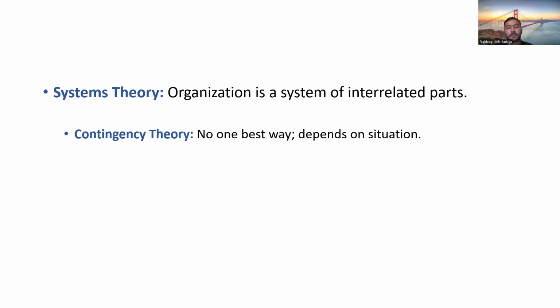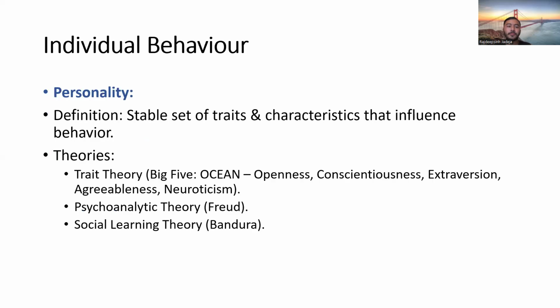Systems theory is a general theory that sees an organization as a system of interrelated parts, and contingency theory means there is no one best way to manage any organization. When it comes to your own organization, no particular theory will help you handle it alone. Sometimes it depends upon you and your organization. So contingency theory focuses on the idea that there is no one-fits-all approach in terms of organization.